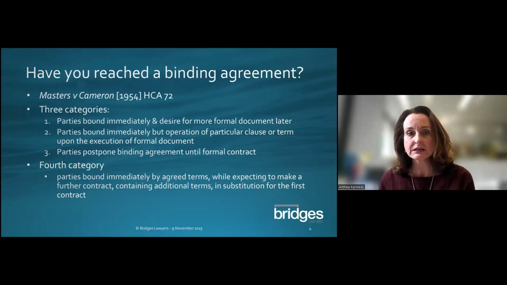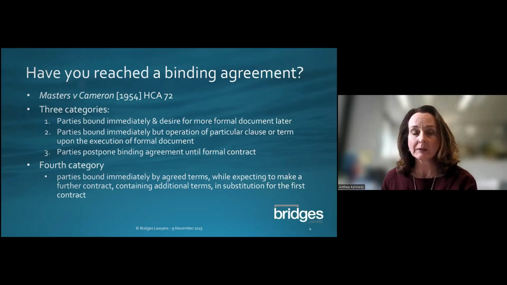The second one is where the parties agree to be bound immediately, but it's subject to operation of a particular clause or upon the execution of a formal document. So, for instance, that could be where an agreement is reached, but it's subject to one of the parties being able to have finance approved in order to satisfy the terms. And the third category is where the parties postpone a binding agreement until there's a formal contract entered into.